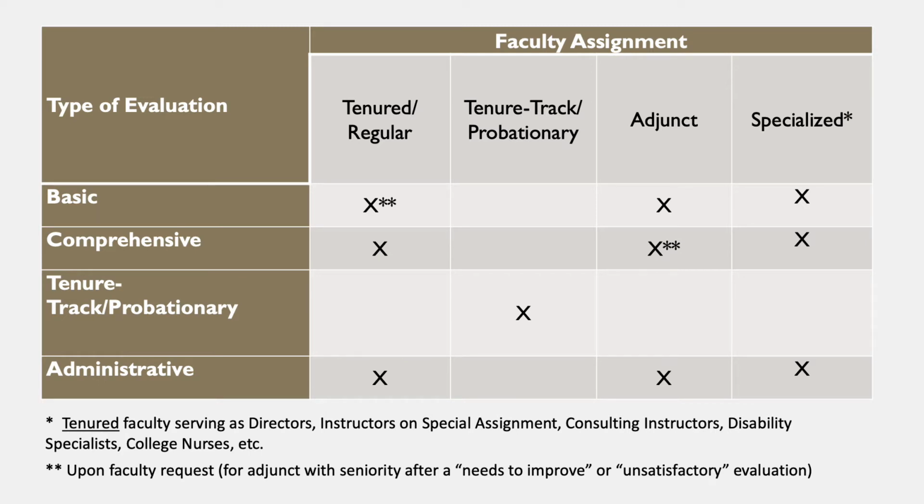And then this chart actually shows the different types of evaluation that one can receive based on their faculty assignment. It details what types of assignments get what type of evaluation, and you can see that it varies. So different assignments can produce different types of evaluations depending on the situation.